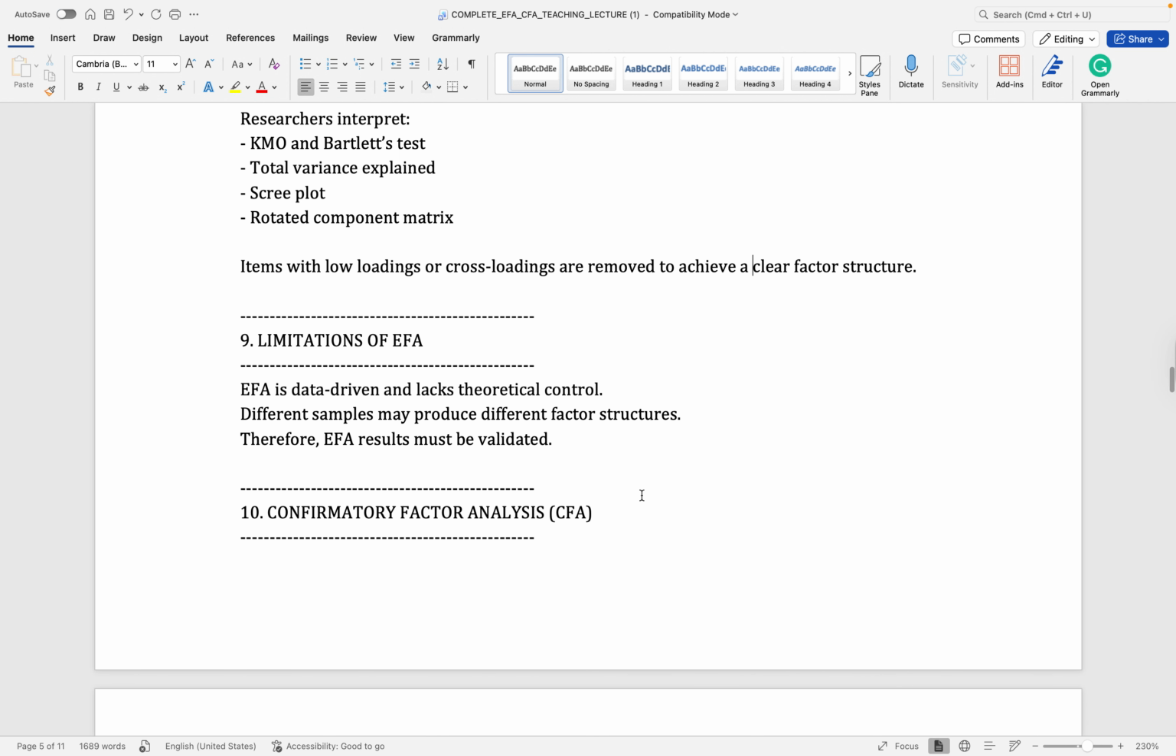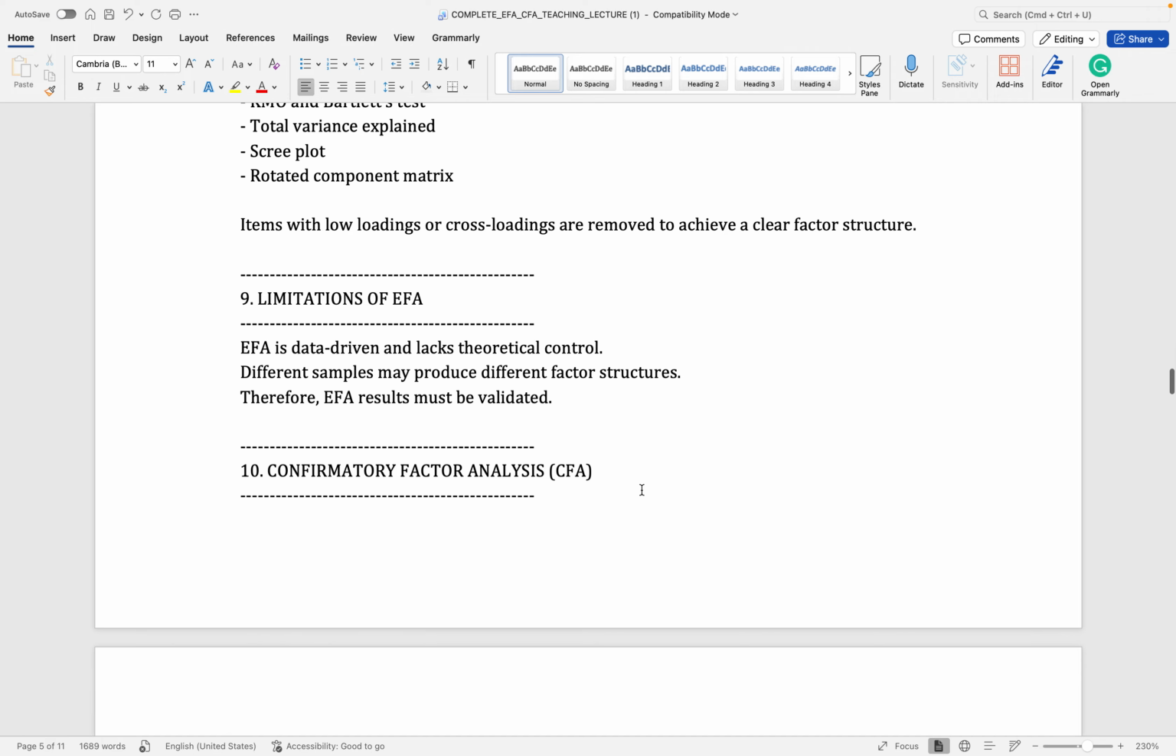Let's talk about the limitations of EFA, that is, exploratory factor analysis. EFA is data driven and lacks theoretical control. A different sample may produce a different factor structure. Therefore, EFA results must be validated.